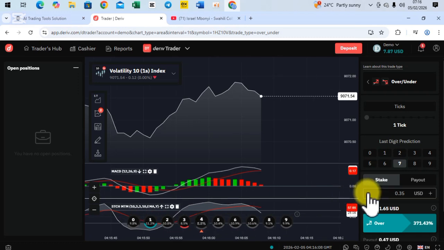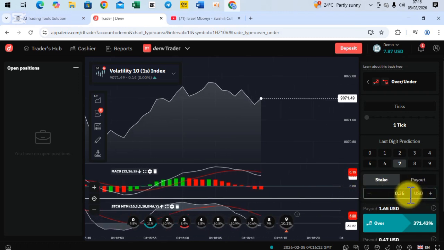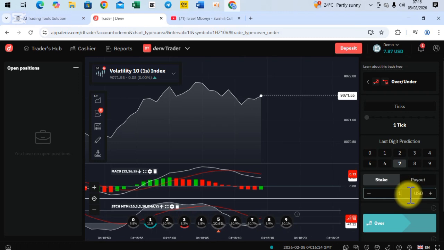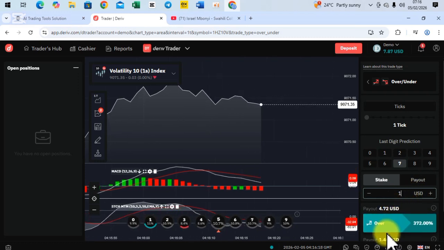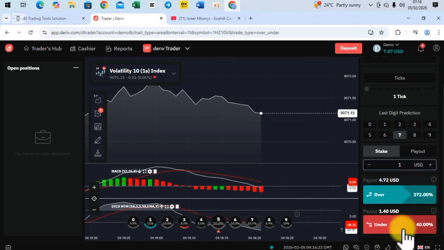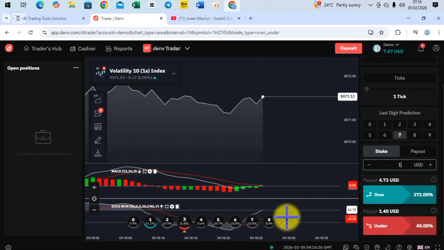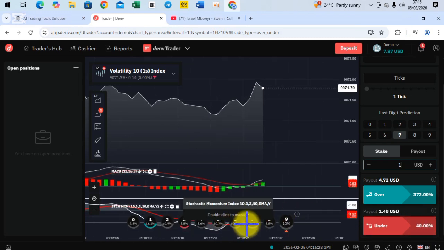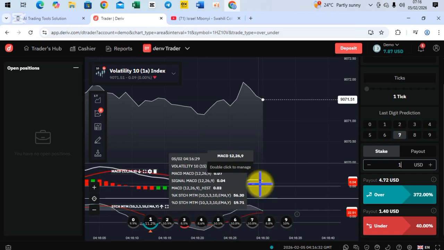So also you have to define your stake, please. So let me define my stake this time to $1. Okay, so I'll click on, remember we are trading under 7, so I'll click on under once the criteria is met, and I'll be able to earn 40%. So of course, even this one was supposed to be an entry, but let me wait for another one.